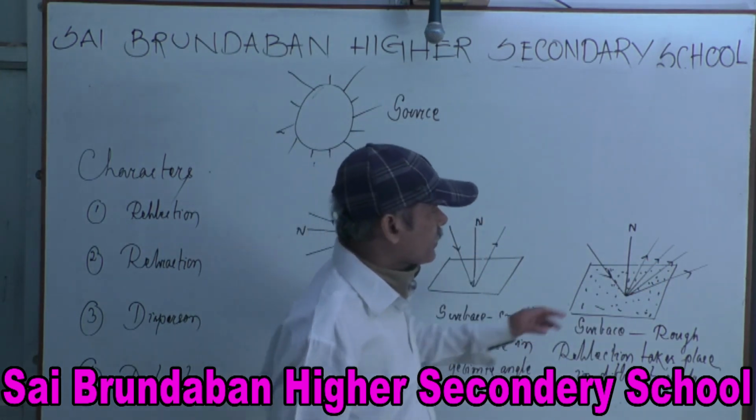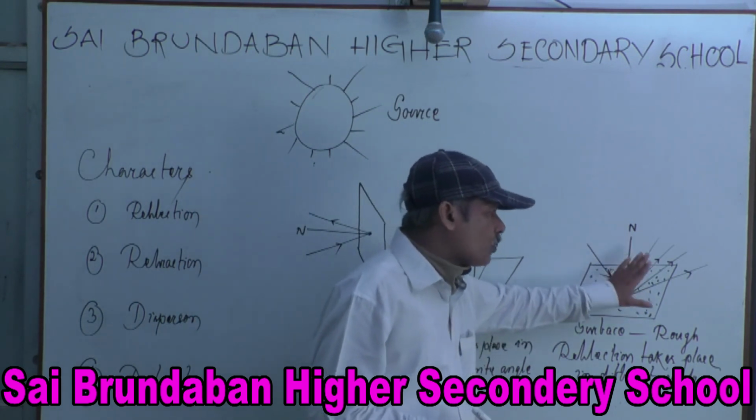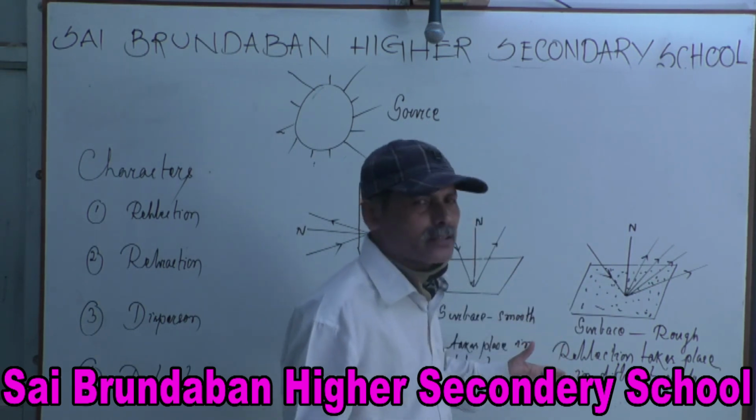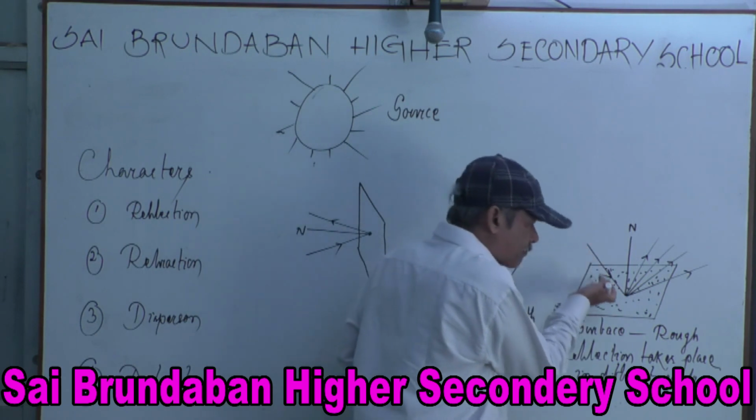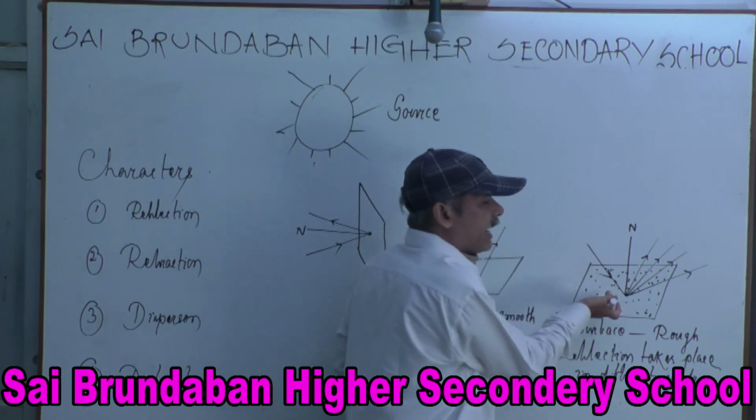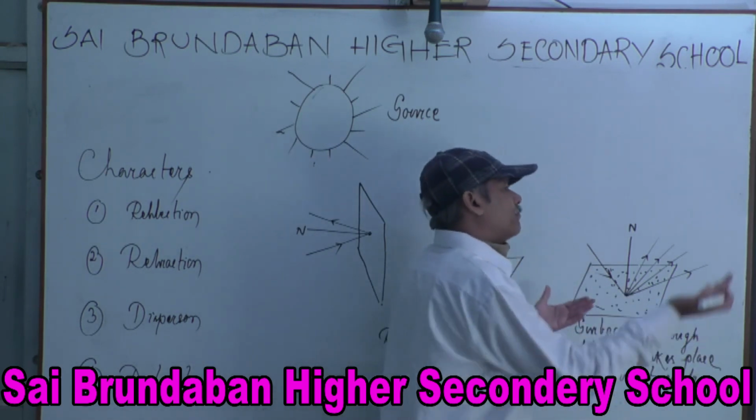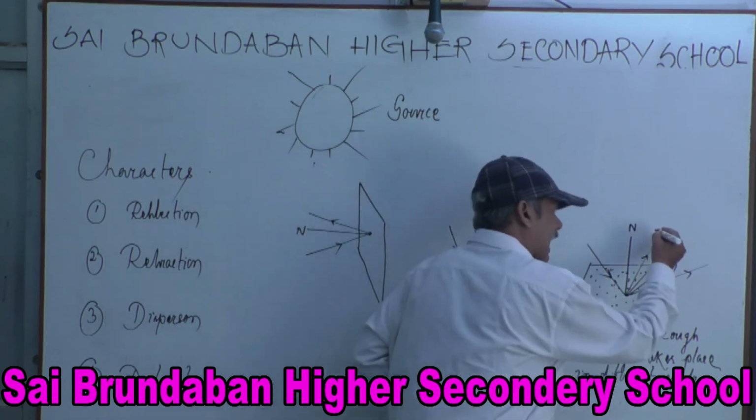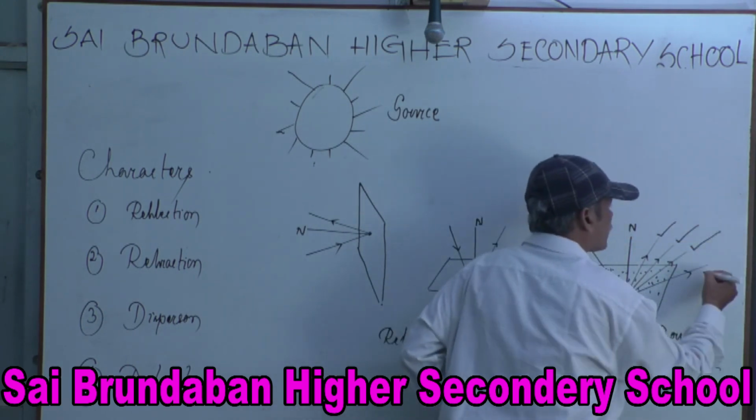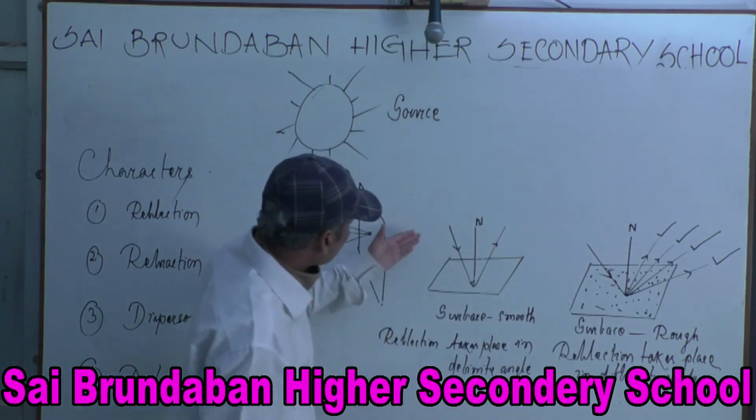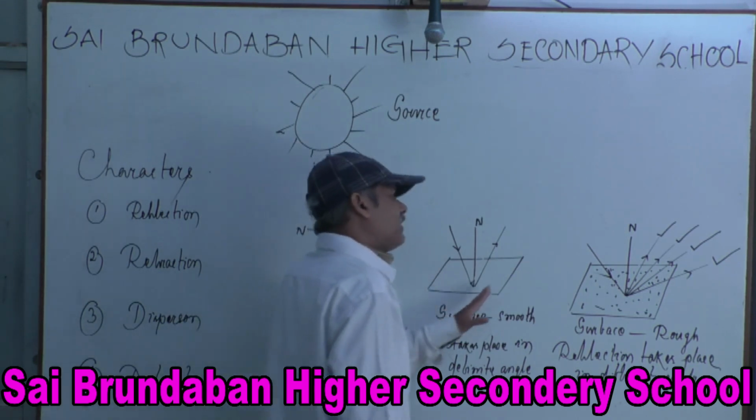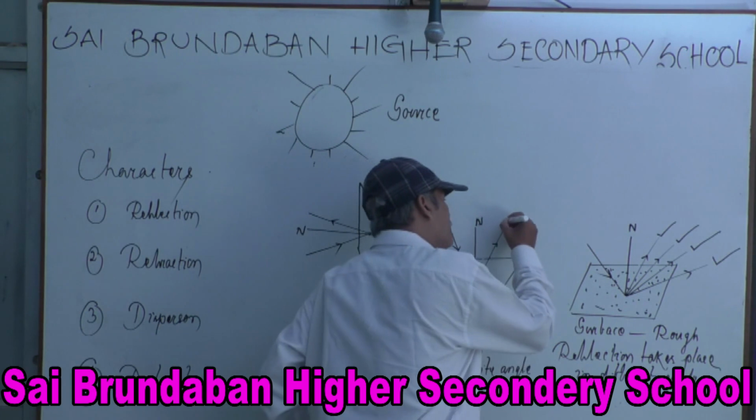But remember, all the 4 reflected rays never generate at a time. That means the incident ray strikes the surface in this way and it can reflect back to the same medium either in this way or this way or this way or this way. But in the smooth case, the incident ray strikes the surface and is reflected back to the same medium in a certain way.